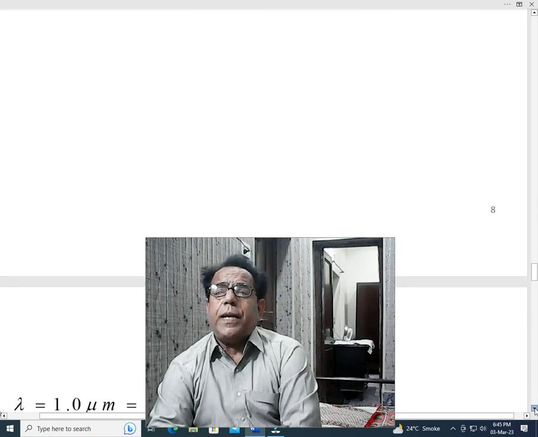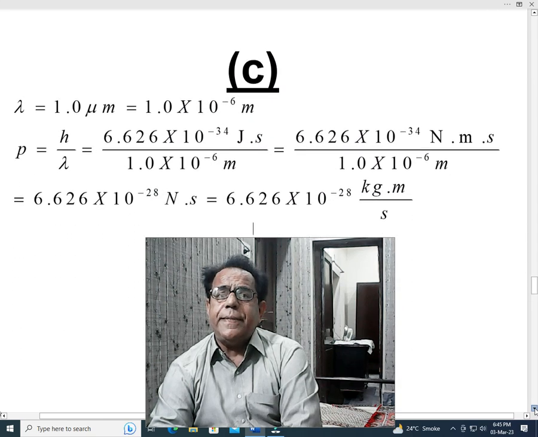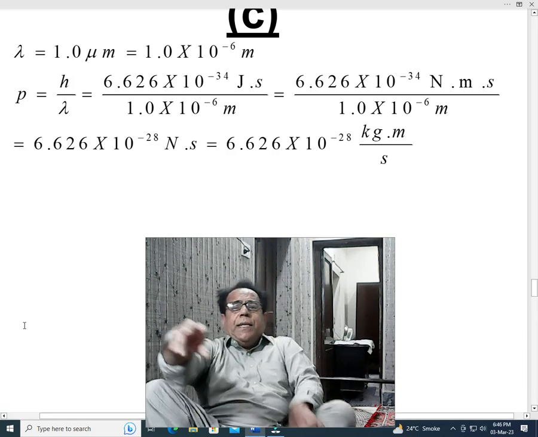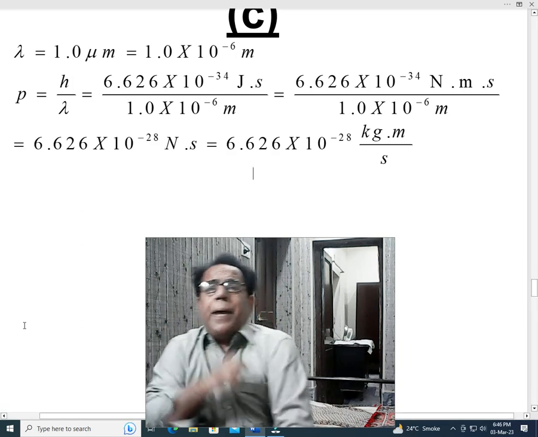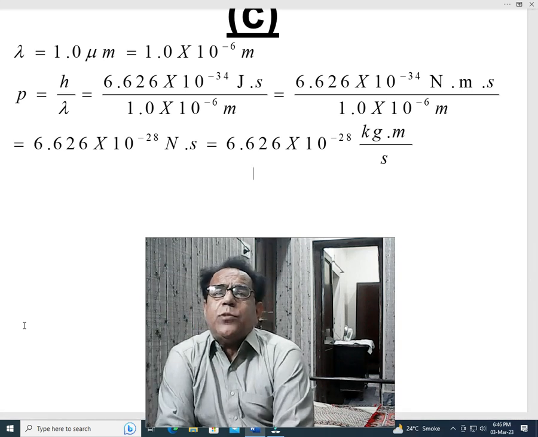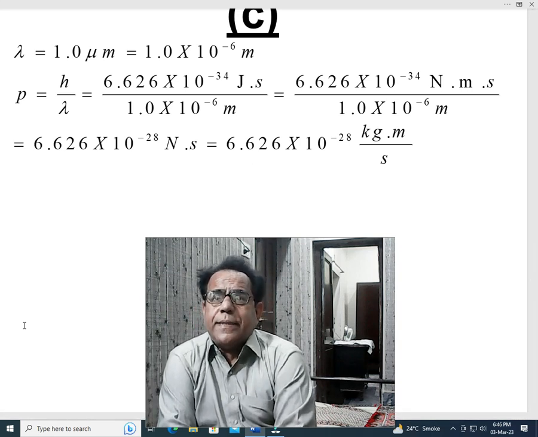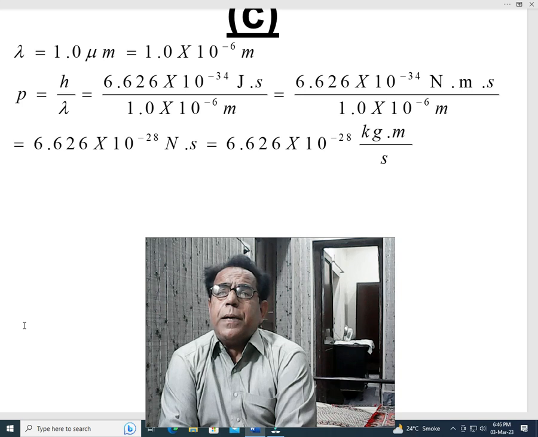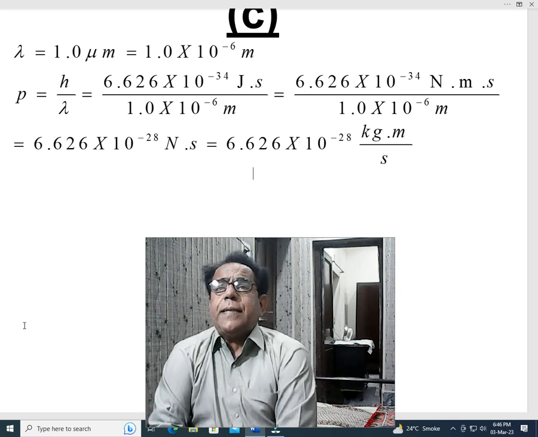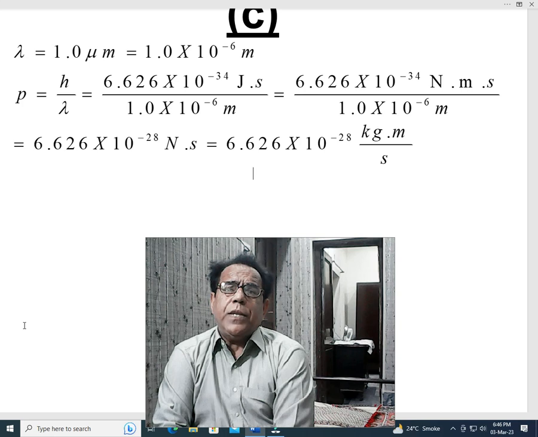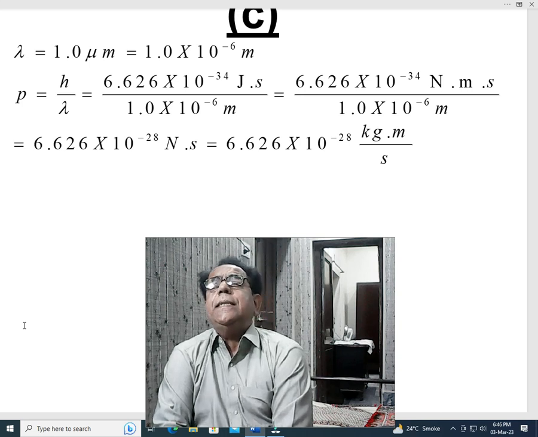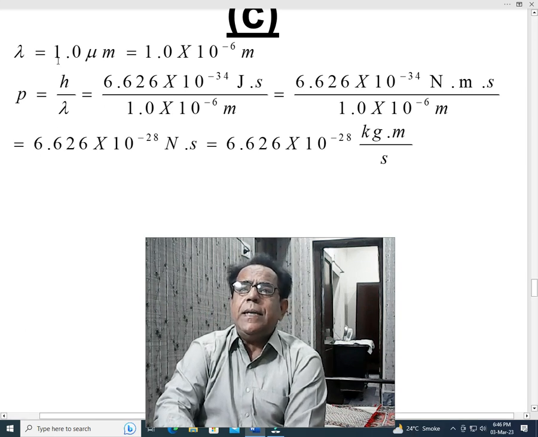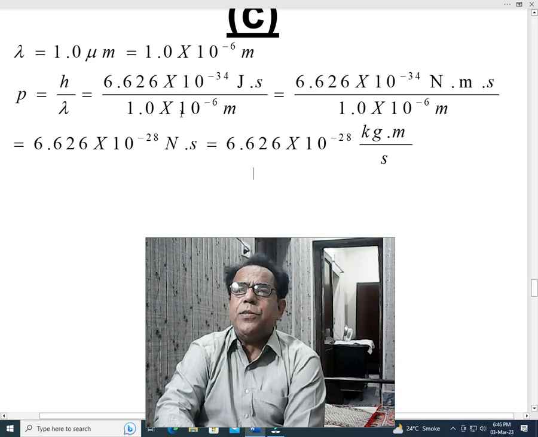Now we move to the next part, part C. Here wavelength lambda is given as 1.0 micrometer. Here mu is the sign of micro. So in place of micro we have used 10 raised to the power minus 6, because nano is equal to 10 raised to the power minus 9, but here it is micro, 10 raised to minus 6. Next, we also know that P is equal to H over lambda. The value of H is given in the helping tool table, so we have used that value, and lambda is given in the problem, that is 1.0 into 10 to the minus 6 meter.